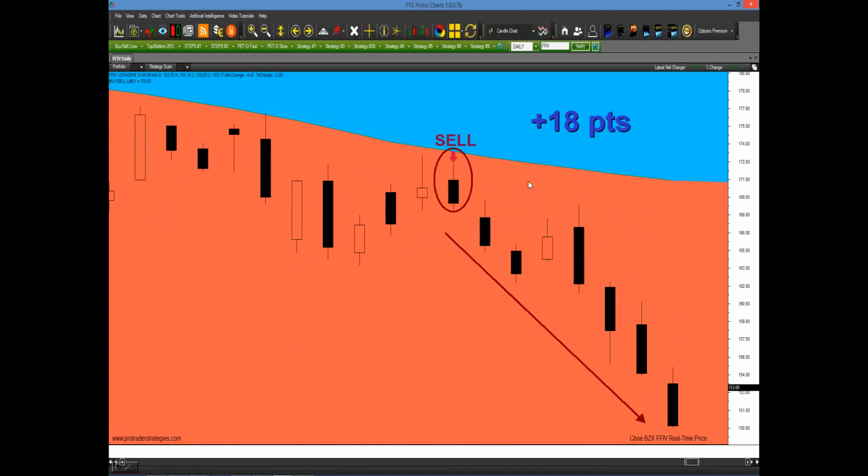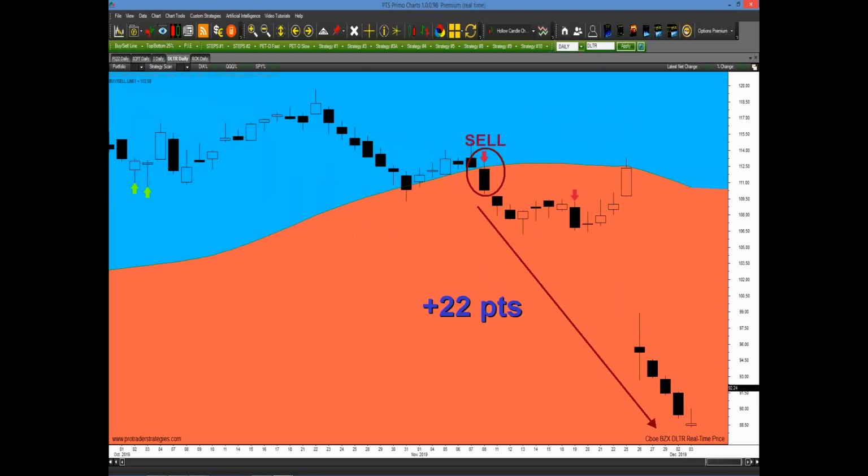Here's another one in FFIV, all right? Wasn't touching, but very close to the fluid buy-sell line. Could have taken that, and in a couple of weeks, 18 points potentially could have captured. You see how simple this process is. All you need is our platform to identify the fluid buy-sell line and have the rules for strategy number 4, pattern recognition.